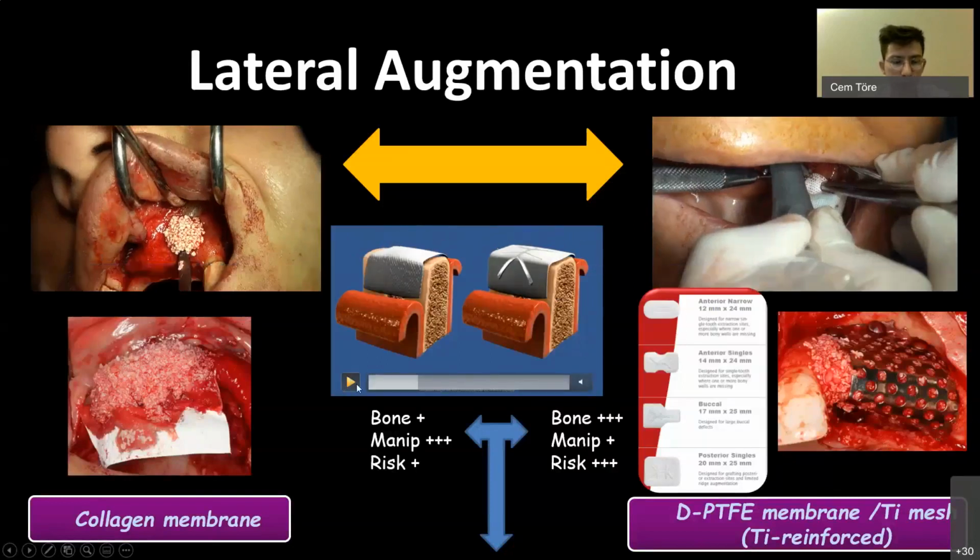We have two choices in membranes. We can use a collagen membrane. Collagen membranes can be cross-linked or non-cross-linked, more on that later. Or we can use a d-PTFE membrane, which is a Teflon membrane. If these are titanium reinforced, like we can see here on the right, they will be abbreviated as PTFE-TR, titanium reinforced. Or to the same effect, we can use a pure titanium mesh as well.